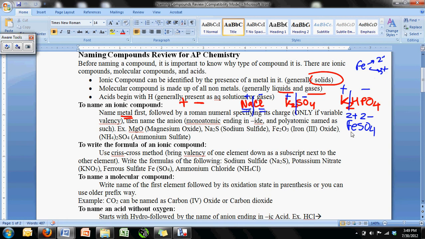So iron's old way of naming is ferrous, so we'll name it ferrous sulfate. Or the stock way of naming this will be iron, and within parentheses 2, specifying the charge on iron, sulfate. Well, if you had Na2SO4, you'll just name it sodium sulfate.